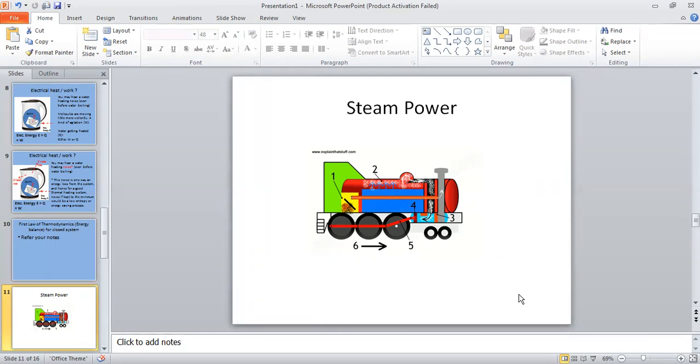Steam power. Old engines. We use coal, burn here, makes water boil, then energized steam comes to this chamber. We call this the engine, and it moves the piston.